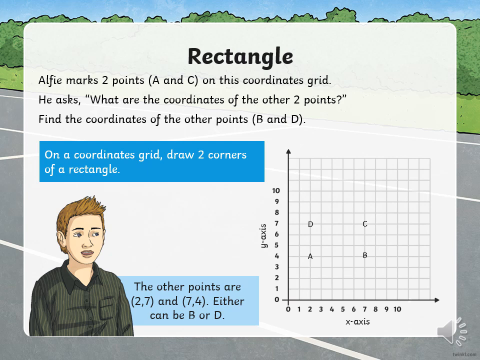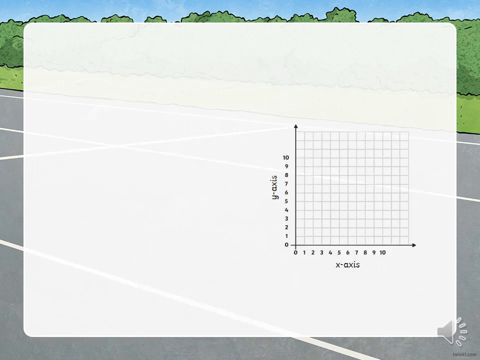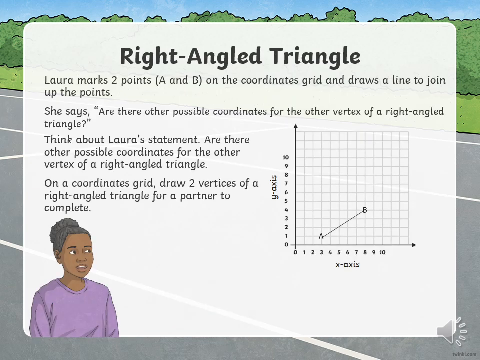Okay, and then what you do, right angle triangle. Laura marks 2 points A and B on the coordinates grid and draws a line to join up the points. She says, are there other possible coordinates for the other vertex of a right angle triangle? Think about Laura's statement. Are there other possible coordinates for the other vertex of a right angle triangle?